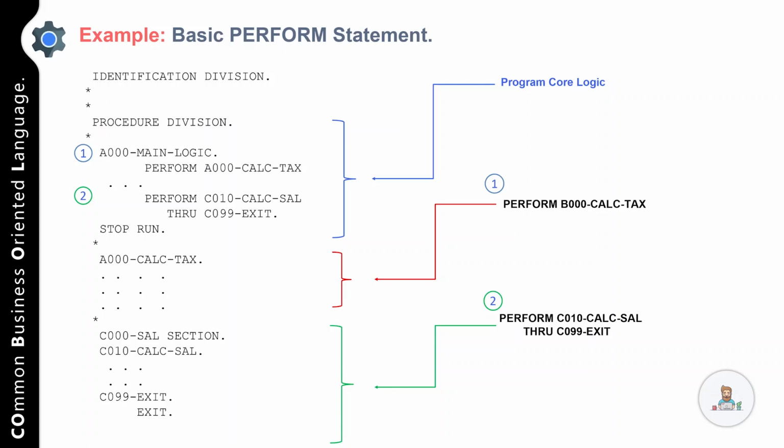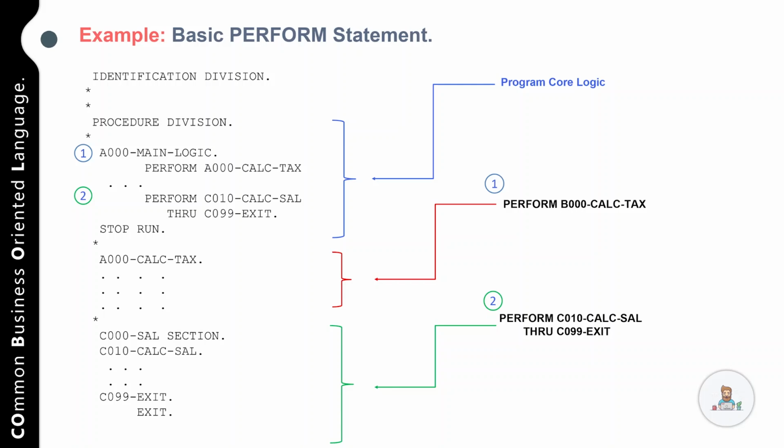And in the next perform statement, I'm actually using the THRU option to execute a series of paragraphs that are specified in the section. And finally, after executing all the paragraphs that belong to that particular section, the control will be transferred back to the next executable statement. And the last paragraph that will be executed before transferring the control is C099-exit. And the same paragraph is specified with the THRU option.